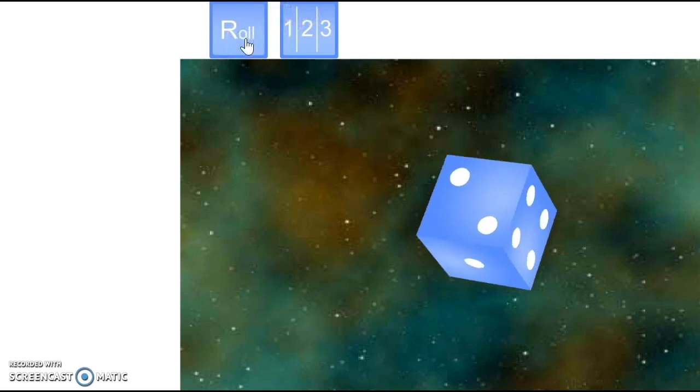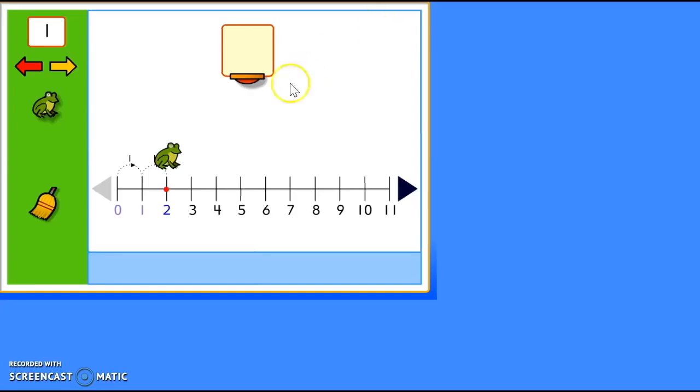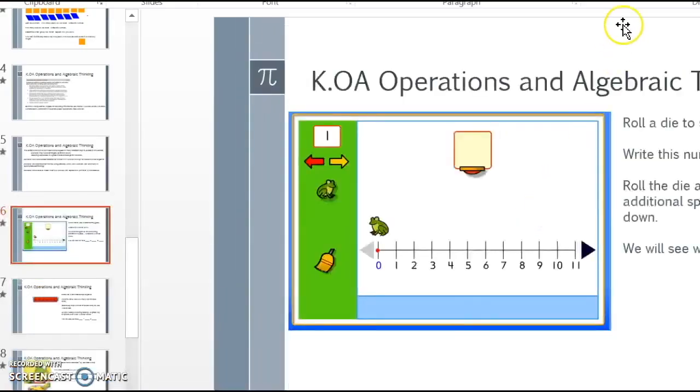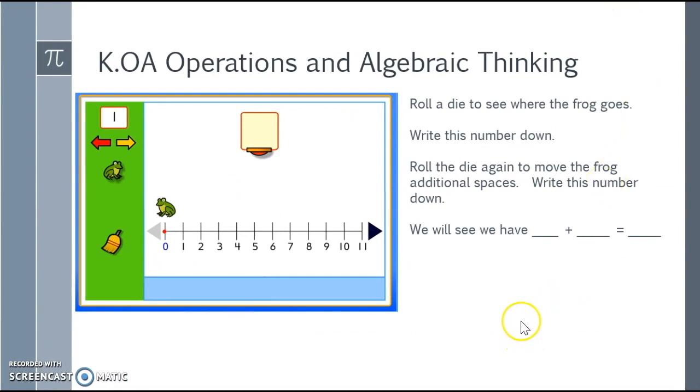I'm going to roll again. I get a 4. So from here, I'm going to move my frog once, twice, 3, 4 times. And then I can write the number sentence. 2 plus 4 gives me 6. I would start all over, and I would have students do this many different times, as perhaps part of a station. And so I've got our number sentence here.